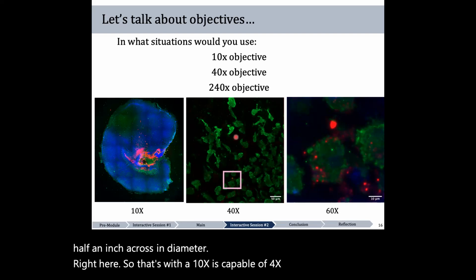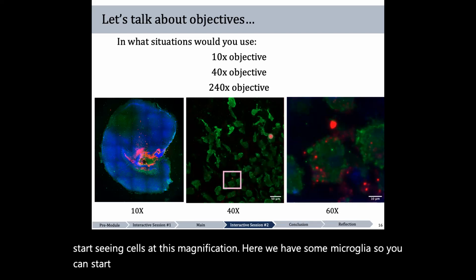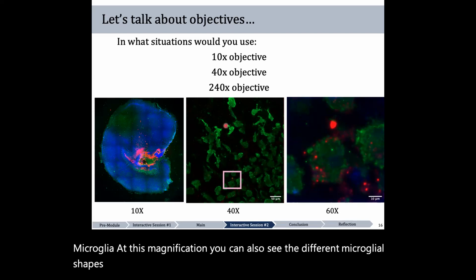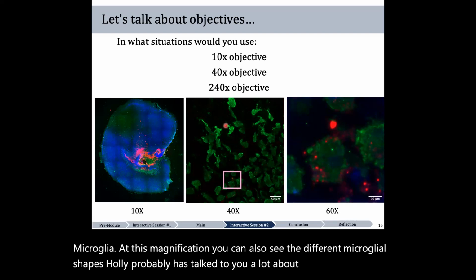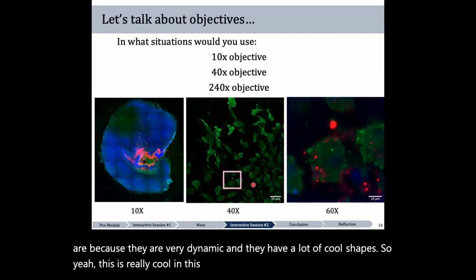At 40x, you can actually start seeing cells at this magnification. Here we have some microglia, so you can start seeing some microglia at this magnification. You can also see the different microglial shapes. Polly probably has talked to you a lot about how cool microglia are because they are very dynamic and they have a lot of cool shapes. So yeah, this is really cool. In this image, this is one that I took actually.